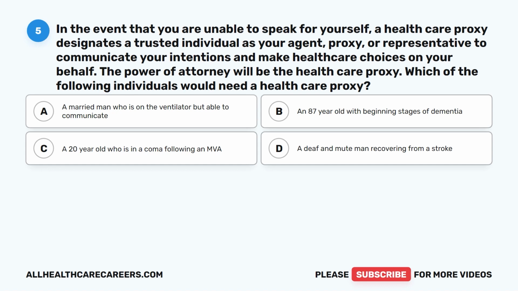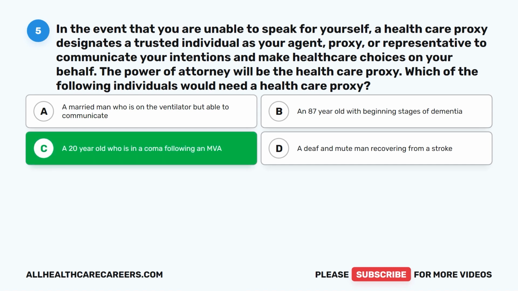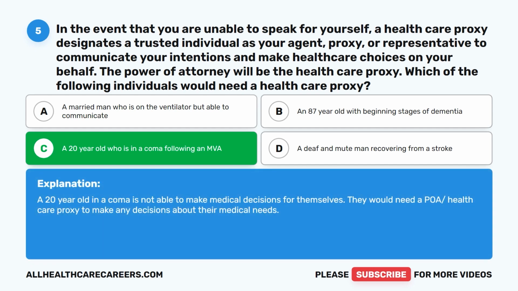Question 5. In the event that you are unable to speak for yourself, a healthcare proxy designates a trusted individual as your agent, proxy, or representative to communicate your intentions and make healthcare choices on your behalf. The power of attorney will be the healthcare proxy. Which of the following individuals would need a healthcare proxy? A. A married man who is on the ventilator but able to communicate. B. An 87-year-old with beginning stages of dementia. C. A 20-year-old who is in a coma following an MVA. D. A deaf and mute man recovering from a stroke. The correct answer is C. A 20-year-old who is in a coma following an MVA. A 20-year-old in a coma is not able to make medical decisions for themselves. They would need a POA/healthcare proxy to make any decisions about their medical needs.